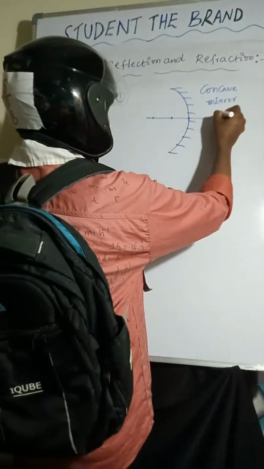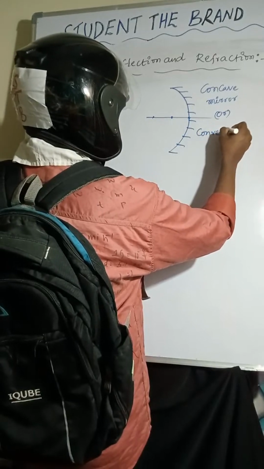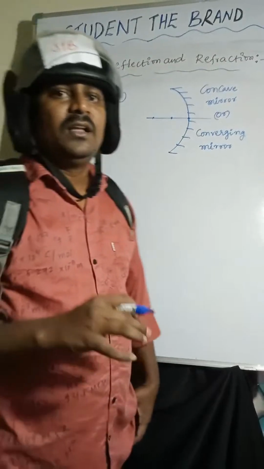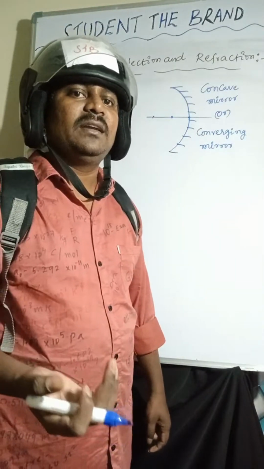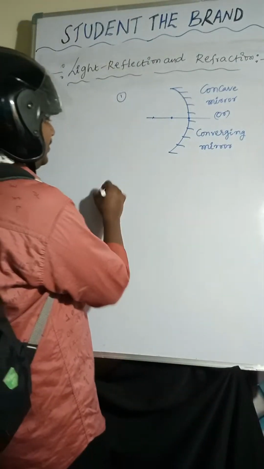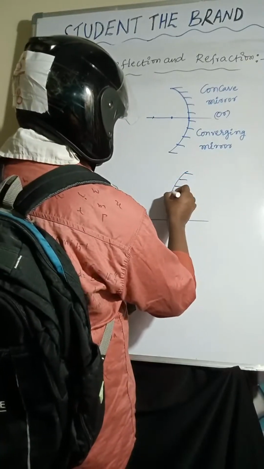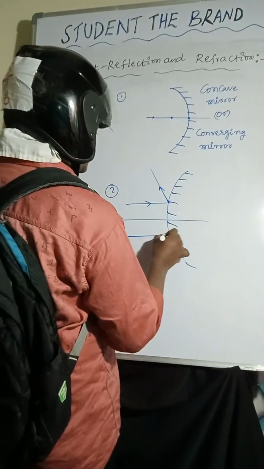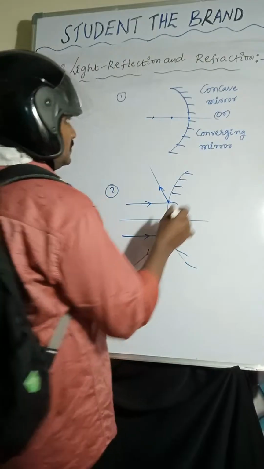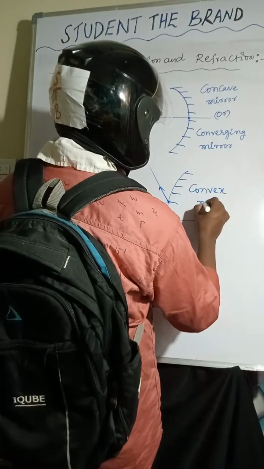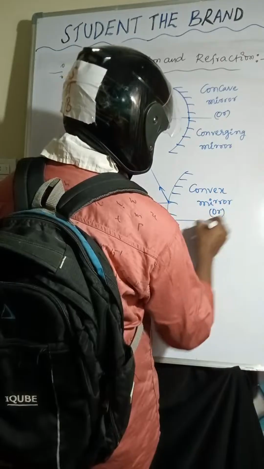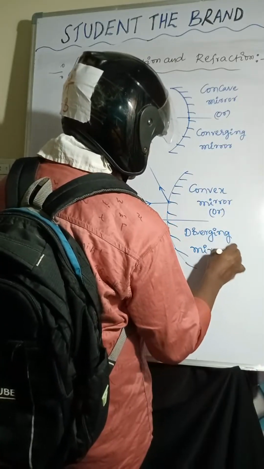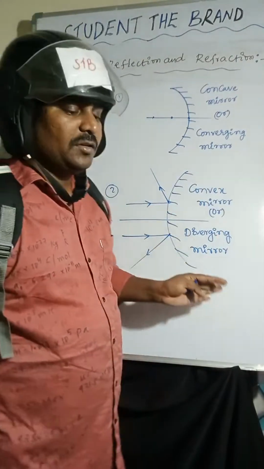Concave mirror is also known as a converging mirror, whereas convex mirror is also known as a diverging mirror. Convex mirror is the second one.